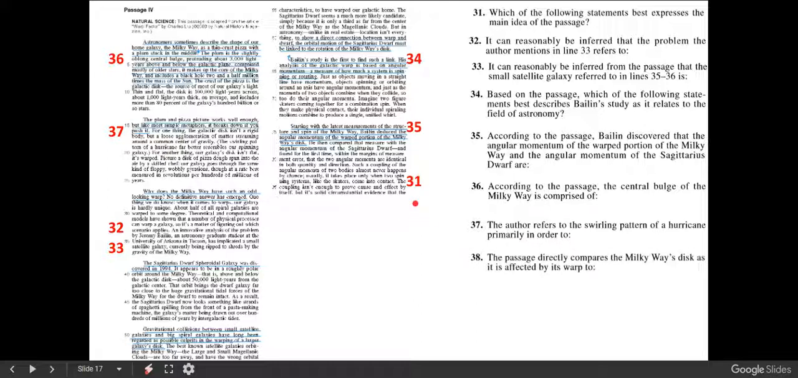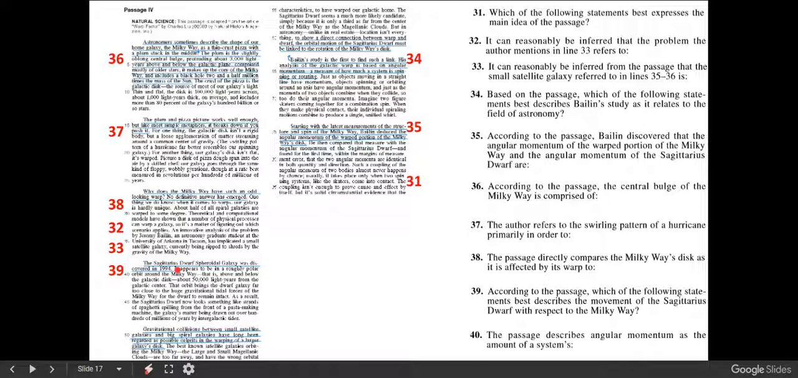Don't spend too much time. Directly compared to the Milky Way's disk as it is affected by its warp. Again, it's going to be one of these two places, the warp. So I'm going to put it up here. No, I was wrong. That's not where I put it. I put it over here because it has some odd-looking warp. That makes sense. 39, according to the passage, which describes the movement of the Sagittarius dwarf. So Sagittarius dwarf is described right here. And the passage describes angular momentum. And angular momentum was over here. That's what I was thinking earlier.